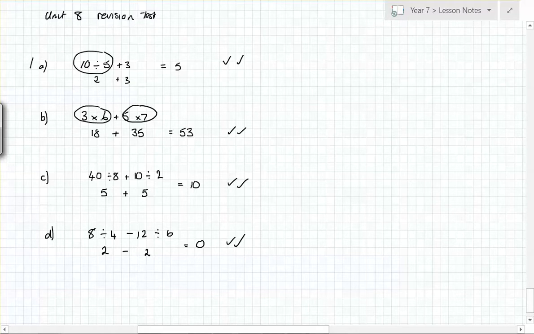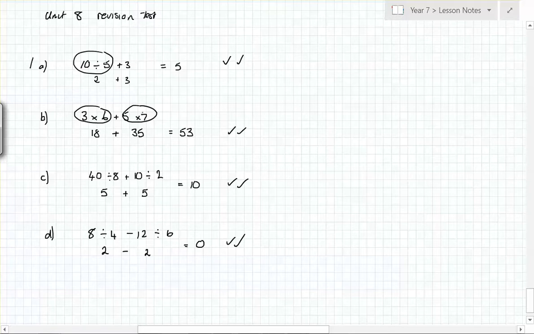Yeah, but Matthias put 3 times 6 equals 18, then he put 5 times 7 equals 35, and then 52. But you've got both answers right. So that counts. Of course it does. Okay, good. But be clear.